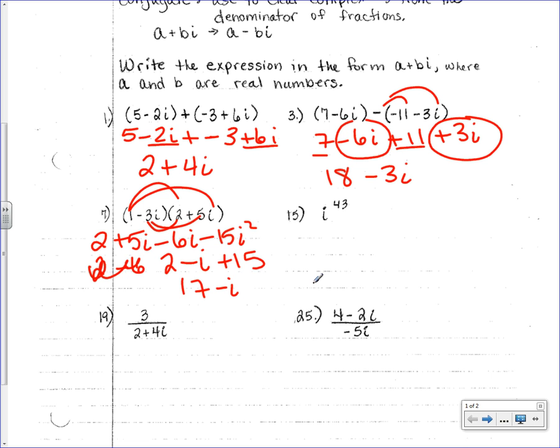17 minus i. Your final answer to anything can never have anything higher than an i to the first power. If it's higher than i to the first, we have to break it down. The i squared is negative 1, i cubed is negative i, or whatever. So nothing higher than i to the first, or you're not done. Is that okay? Did I lose anybody there? Okay.